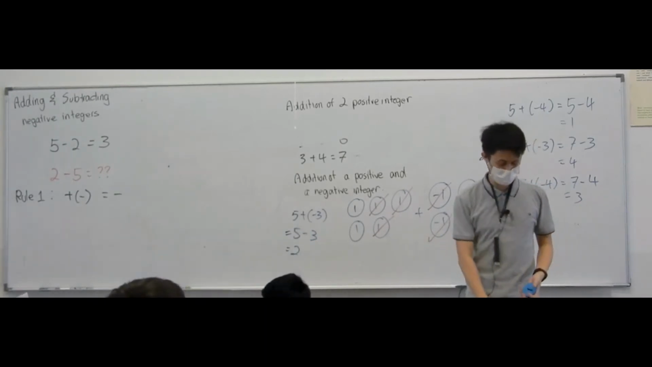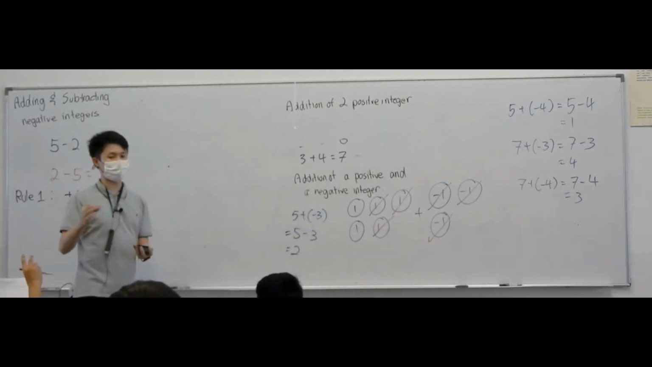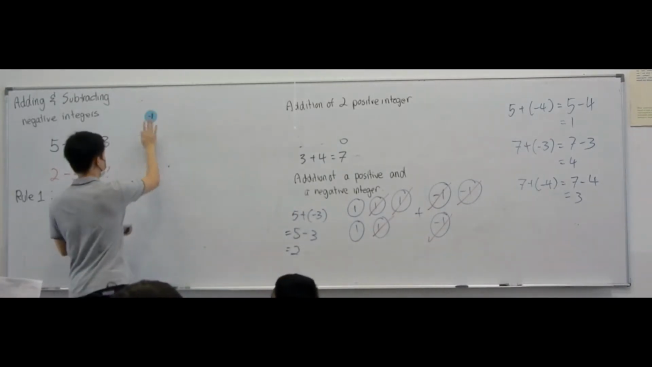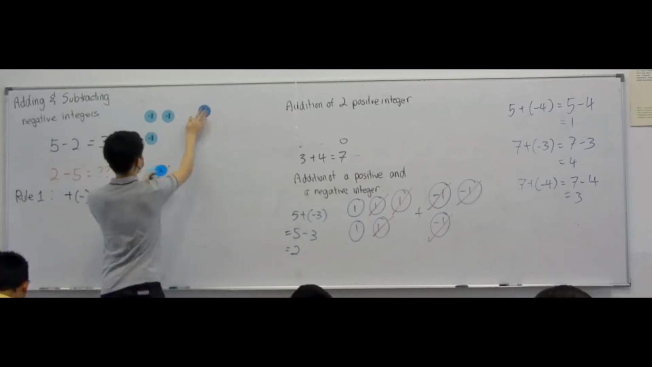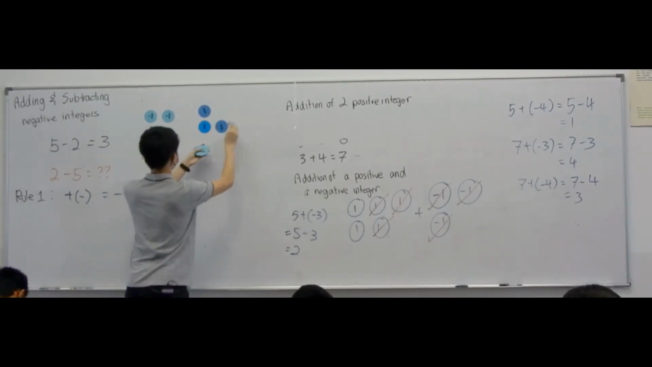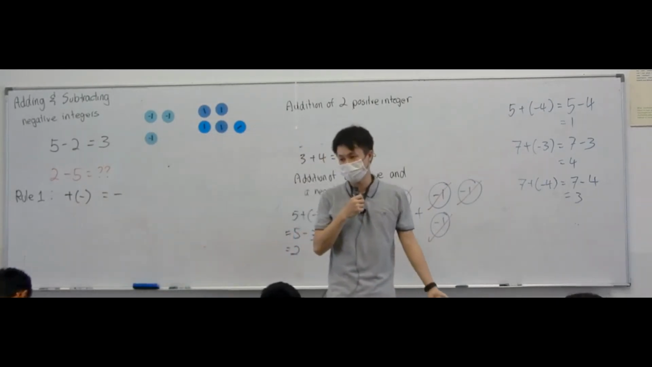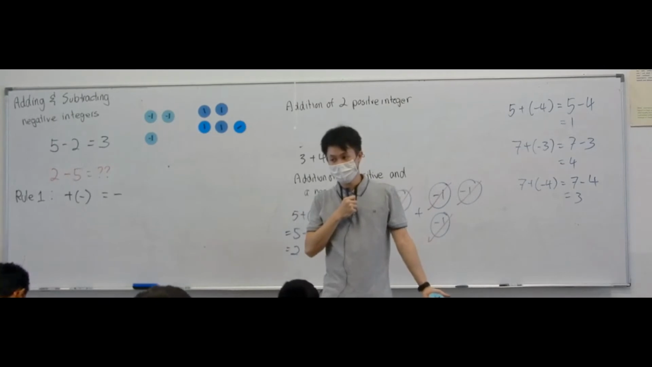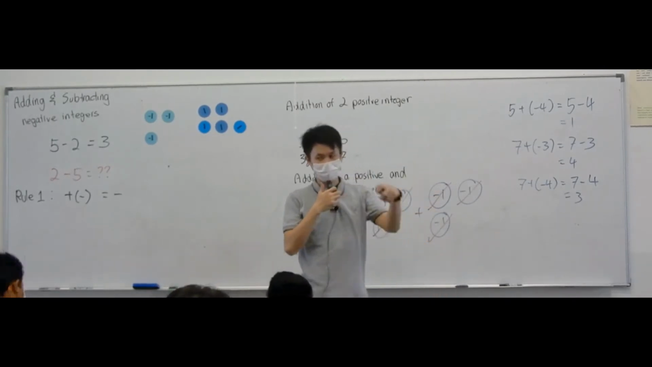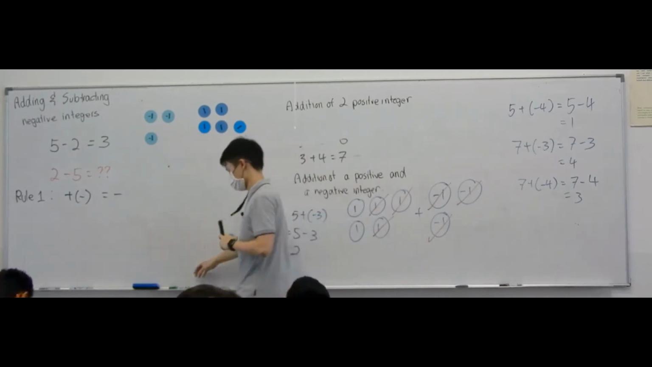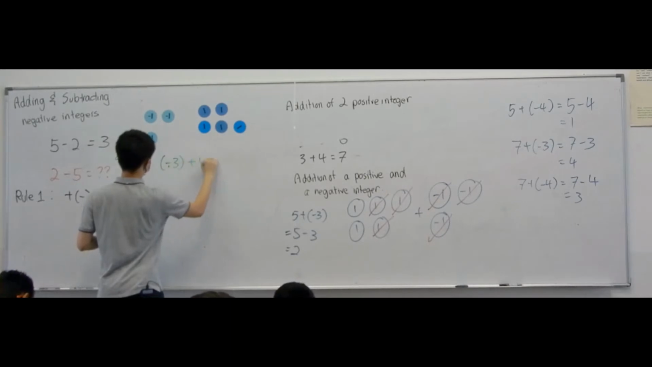What happens if it's negative 3 plus 5? This is just an idea to show you that it can simply be negative 3 plus 5. Isn't it the same as just now, 5 plus negative 3? Just that now I reverse only. 5 plus negative 3 is actually the same as negative 3 plus 5.